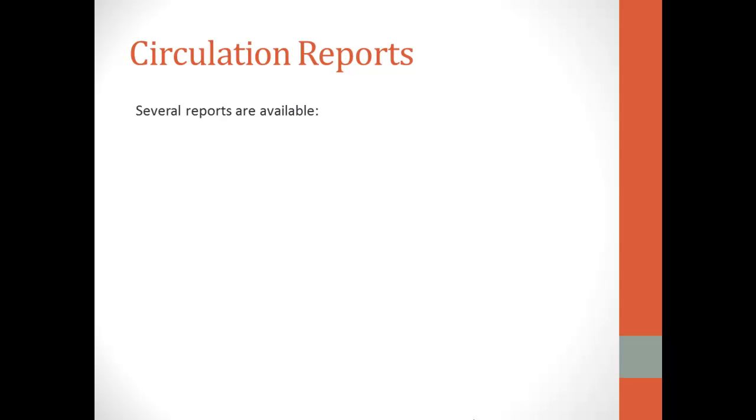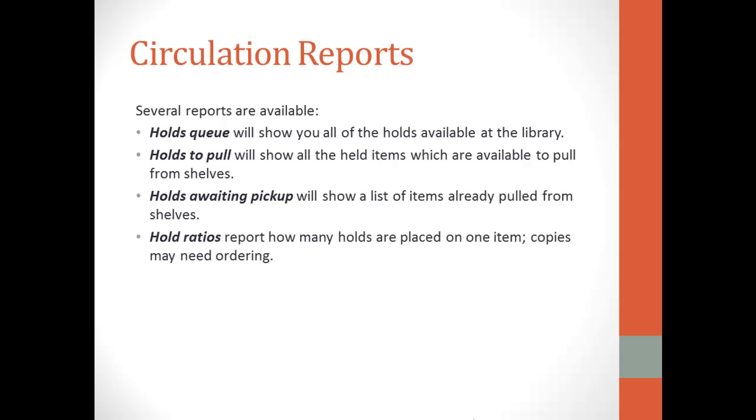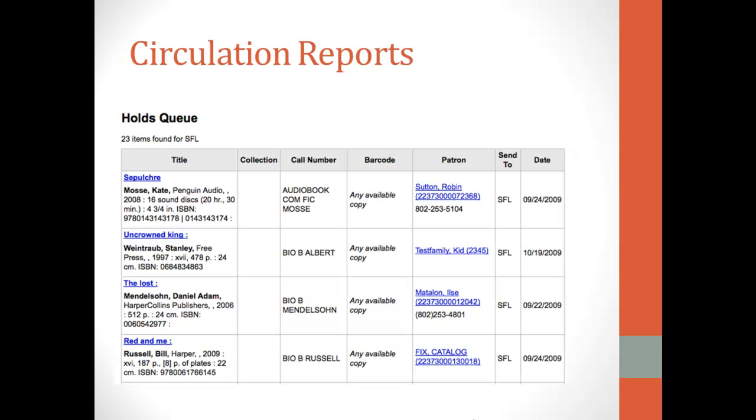Several circulation reports are available. Holds queue will show you all the holds available at the library. Holds to pull will show all the items held which are available to pull from shelves. Holds awaiting pickup will show a list of items already pulled from the shelves. Hold ratios report how many holds are placed on one item. Transfers to receive gives details on items in transit to your library. Overdues lists all items overdue. Overdues with fines lists only overdue items for which fines are owed. This is an example of a holds queue.